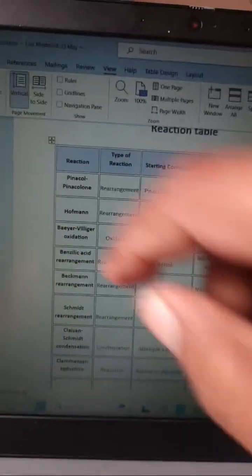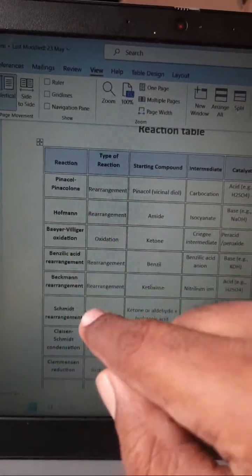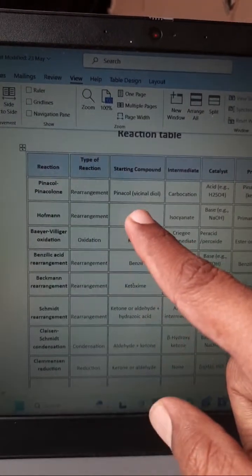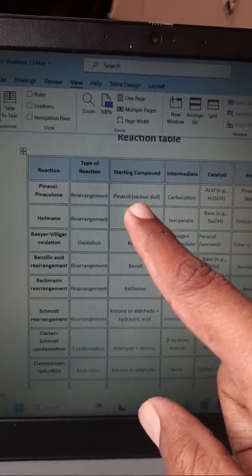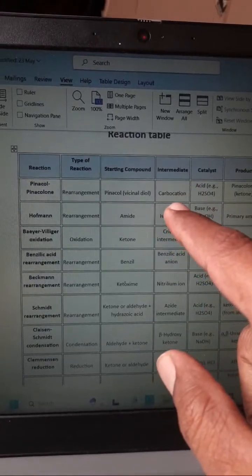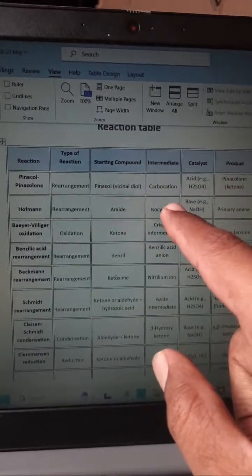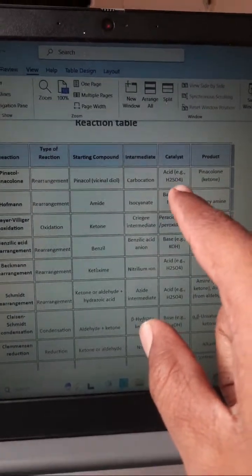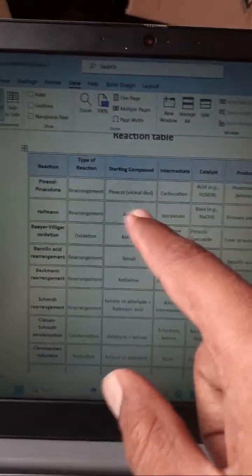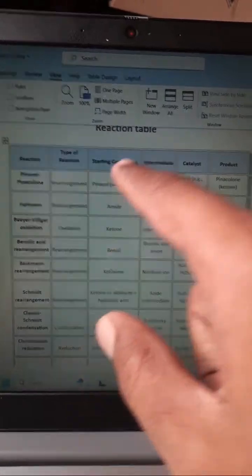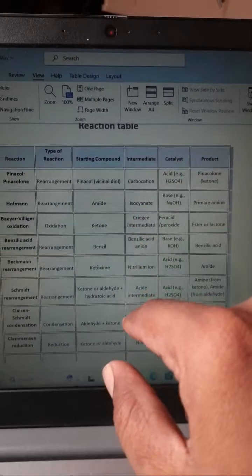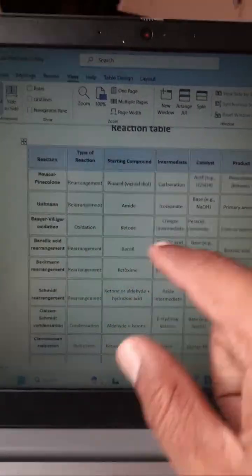Now, if you see the first reaction, it's a pinacol-pinacolone rearrangement. It's a rearrangement type of reaction, and for this we require the starting compound pinacol. It means vicinal diol. Intermediate formed is carbocation. Actually, two carbocations are formed. The catalyst for this reaction is acid, like H2SO4, and the product formed is ketone. So we are taking diol alcohol, and we are converting this alcohol into this ketone. So this is called pinacol-pinacolone rearrangement.